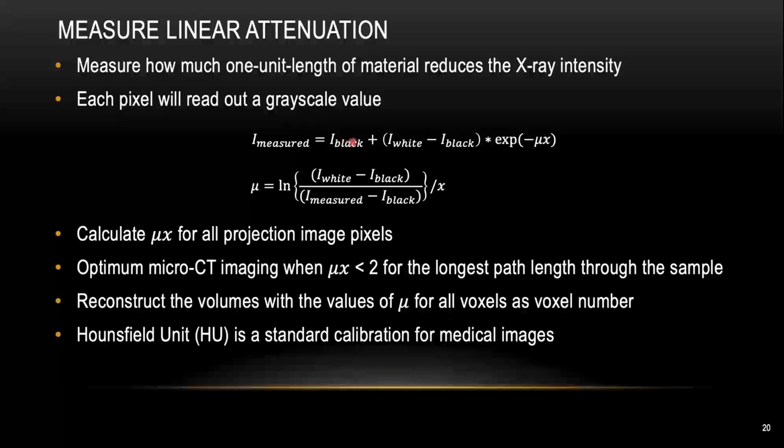And also putting in all the background images I described earlier, the dark field correction and the white field correction, we can calculate the multiplication of mu and x. Again, mu is our linear attenuation coefficient, and x is the thickness of the sample you're working on. By calculating the multiplication of mu and x, you can generate an entire 2D image. And we have found that when your multiplication of mu and x is less than 2 for the longest path length of your sample, you can get the best optimum micro CT image.